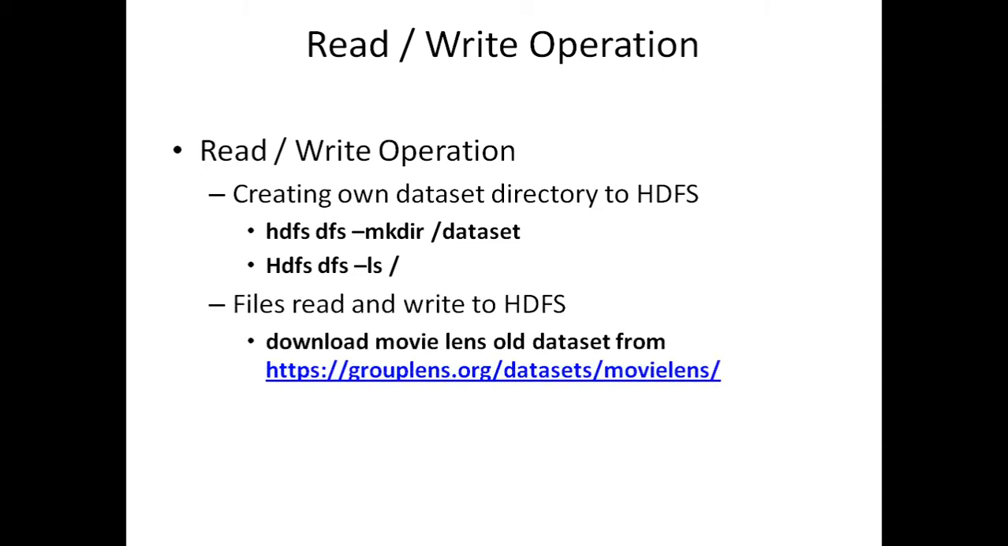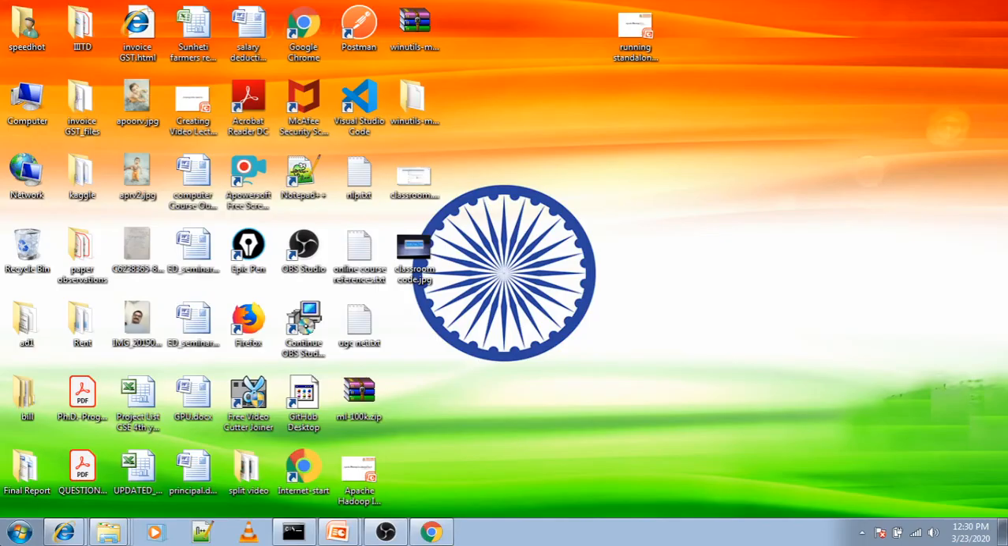File read and write operation. First we are going to download this particular dataset from GroupLens. This is a dataset of MovieLens, the older dataset, which we are going to download due to its small file size. This is nothing but a movie rating dataset in which we have four columns: the user ID, the movie ID, the rating, and the timestamp. Let me show this to you.